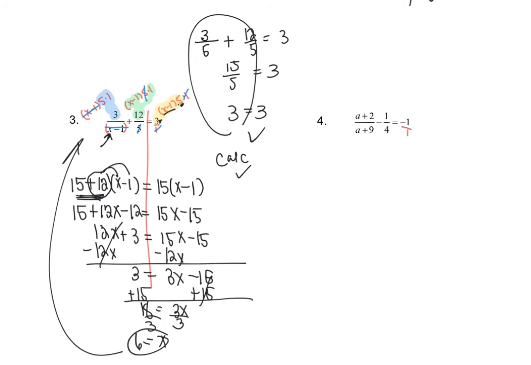Over 1, package deal. Also a package deal. And now, a plus 9, 4, 1. A plus 9s, 4s, 1.